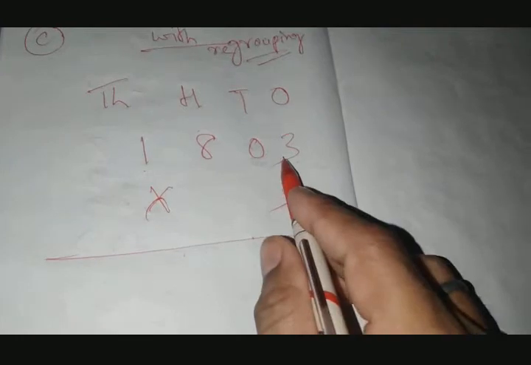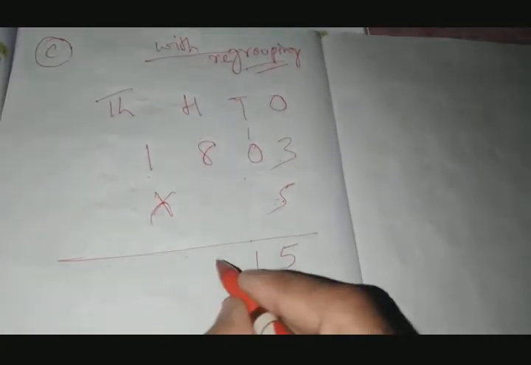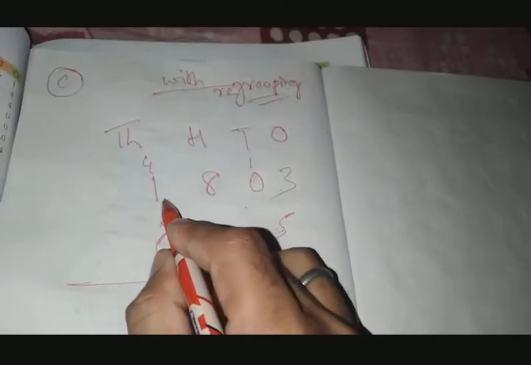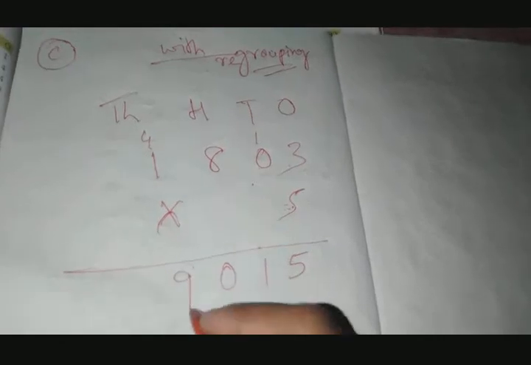1803 into 5. Okay, now see, we first arranged them in their place value: thousands, hundreds, tens and ones. 1803 into 5. First we do the normal form that we do in higher classes. See, 5 threes are 15, write 5 carry 1. 5 zeros is 0 plus 1 is 1. 5 eights are 40, write 0 carry 4. 5 ones is 5 plus 4 is 9.